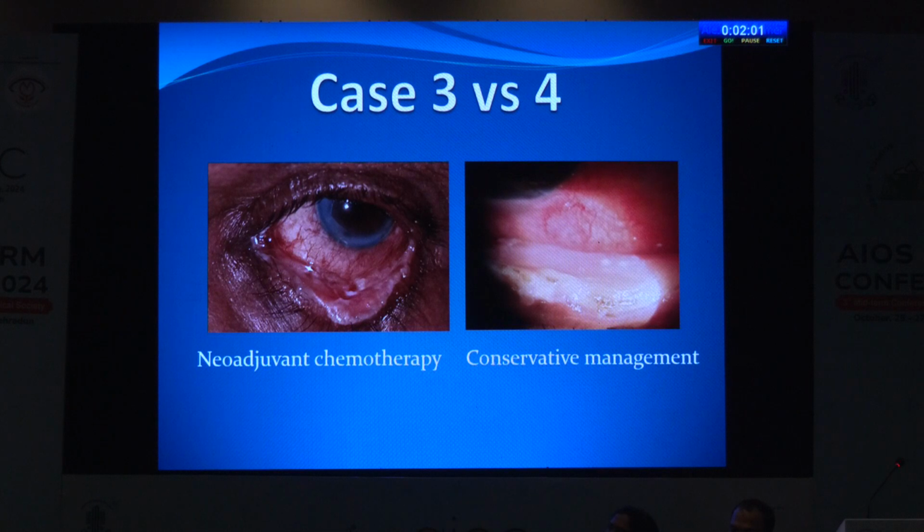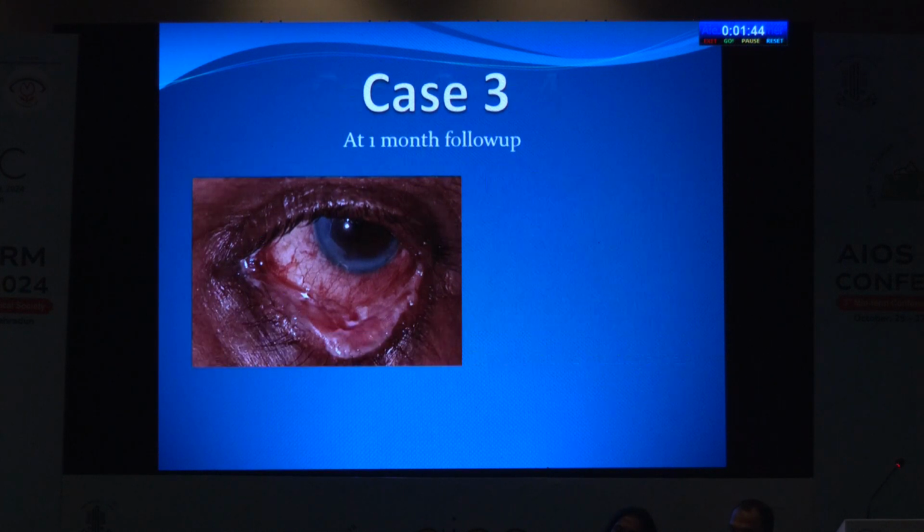And so we went ahead with neoadjuvant topical chemotherapy for chemo reduction in the third case, since it was involving the lateral canthus, medial canthus, and the upper punctum. And in the other case, we went ahead with conservative management with lubricant, since the patient was not ready for a surgery. It was an 80-year-old female, actually.